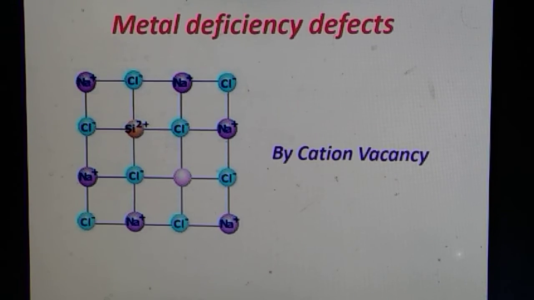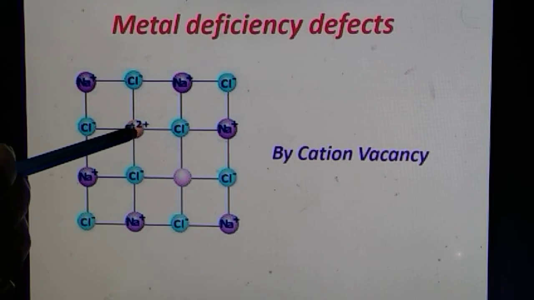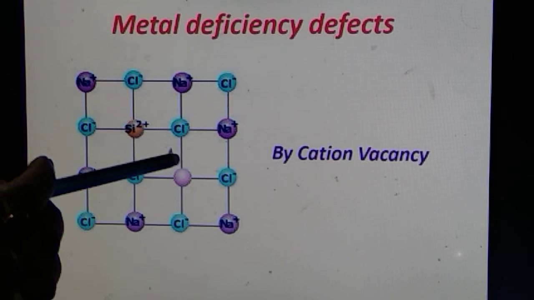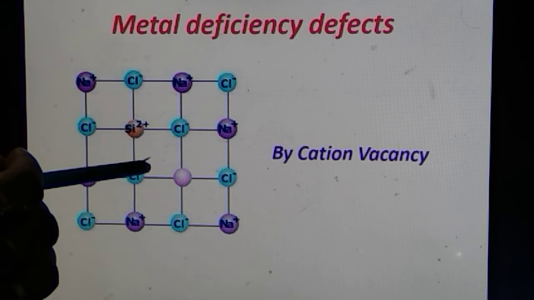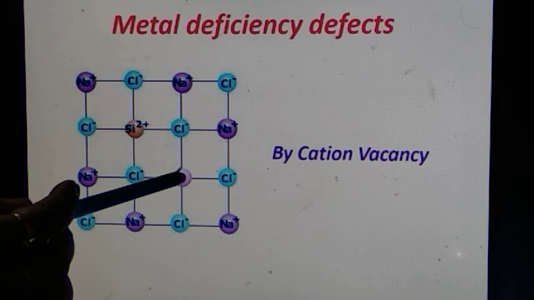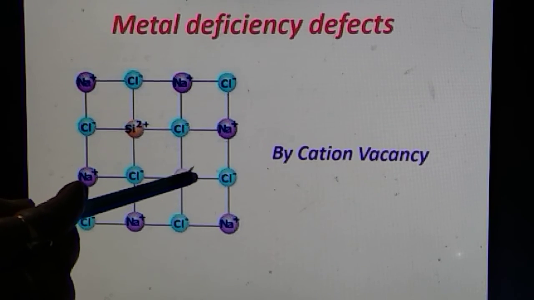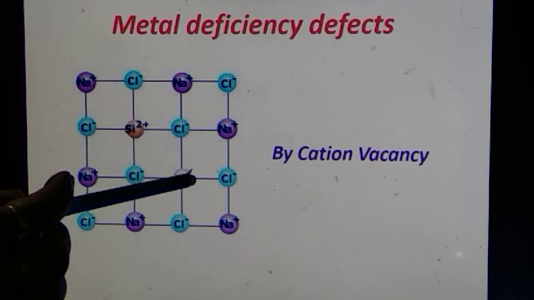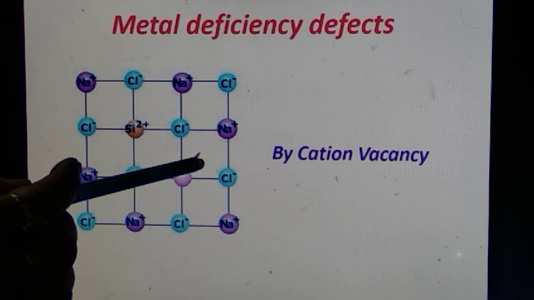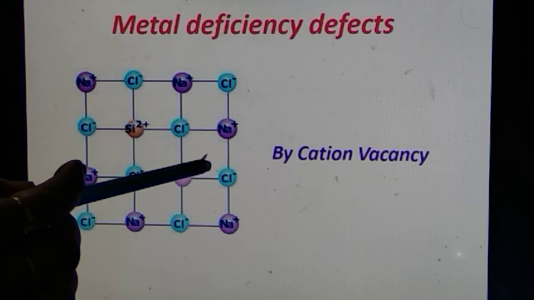And students, metal deficiency defect is due to missing of a cation of lower valency and another lattice site occupied by a cation of higher valency. So the cation present here Sr2+ has valency 2 and Na+ has valency 1. What I am telling here: metal deficiency defect is due to missing of a cation of lower valency. What is the valency of sodium? Plus 1. What is the valency of strontium? That is 2. So the lower valency metal is replaced by another lattice site occupied by a cation of higher valency.